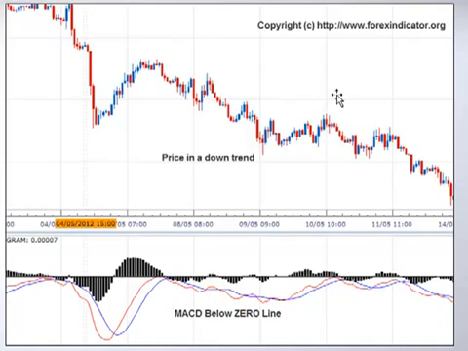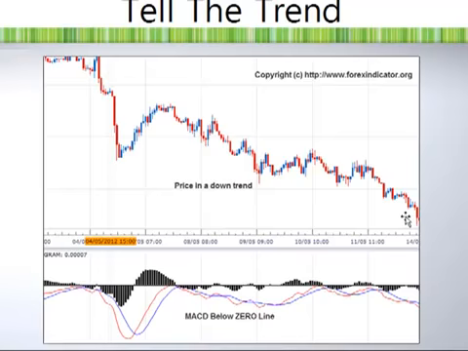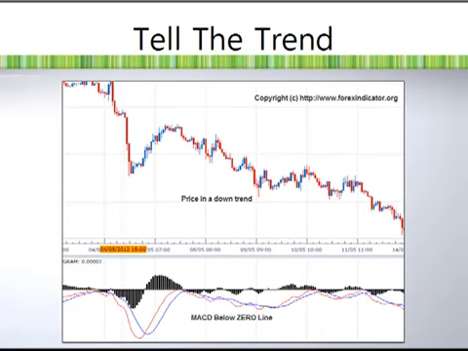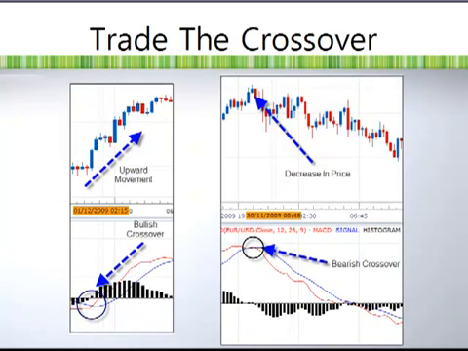Like I said, you can see that for a long period of time the MACD stays below the zero line. It's telling you that this trend is very, very strong. This is how I use the MACD indicator to tell the trend every day before I start to trade. Besides telling the trend, we could trade the MACD crossover.